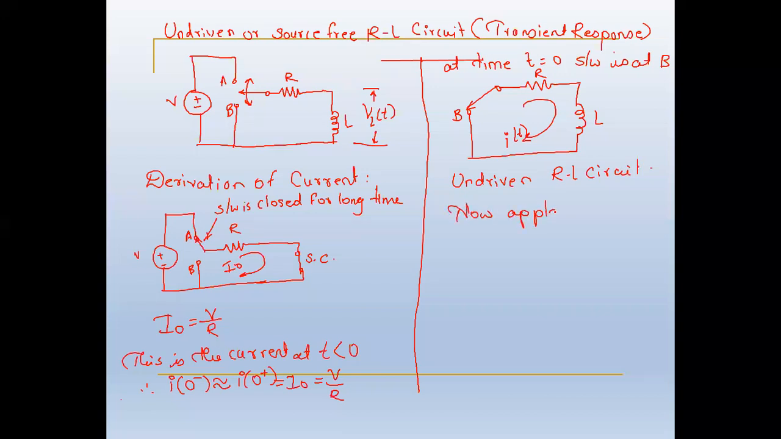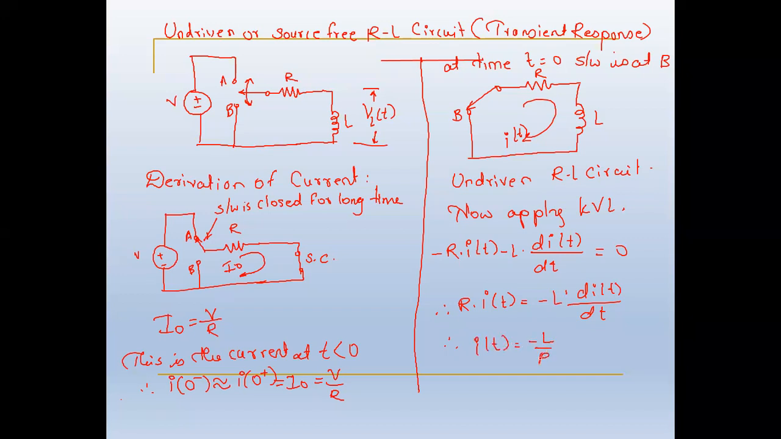So now apply KVL. By applying KVL, what will you get? It will be minus R into I of t minus L into di of t by dt, which is equal to 0. Therefore, R into I of t is equal to minus L into di of t by dt. Therefore, I of t is equal to minus L by R into di of t by dt.